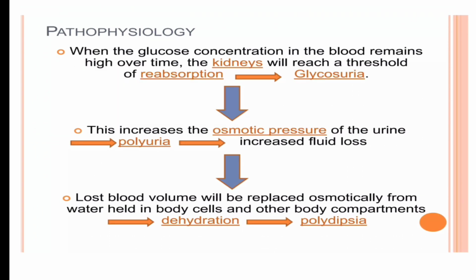When the glucose concentration in the blood remains high over time, the kidney will reach a threshold of reabsorption, glycosuria. This increases the osmotic pressure of urine, polyuria, and increases the fluid loss. Lost blood volume will be replaced osmotically from the water held in body cells and the other body compartments, dehydration, and polydipsia.